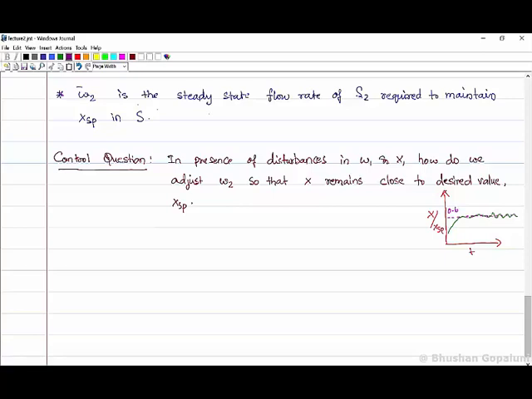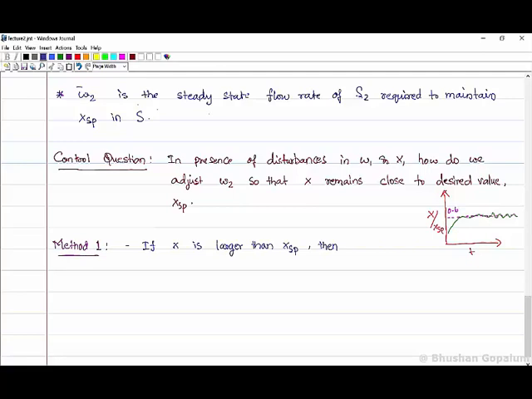So we have to do something in order to ensure that the exit concentration is as close as possible to the desired value. And I say as close as possible because in real industrial settings, it's often almost impossible to maintain your exit concentration exactly at its target desired value, XSP. So if you are a control engineer or an operator, and if you have to control this process, this is perhaps what you would do.